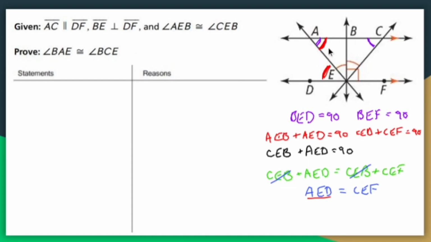These guys are congruent. Why? Because this is parallel and these are alternate interior angles. So I can say BAE is congruent to AED. And I can say that CEF, which is this guy, is congruent to C. How do they want me to write it out? BCE. BCE.